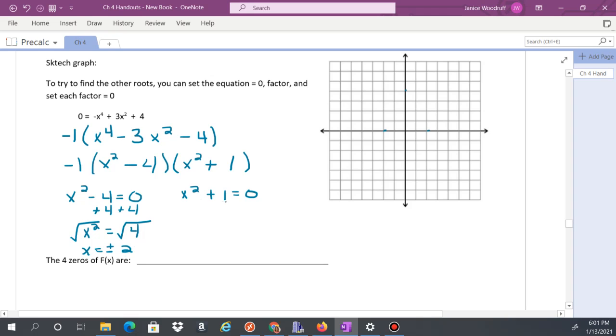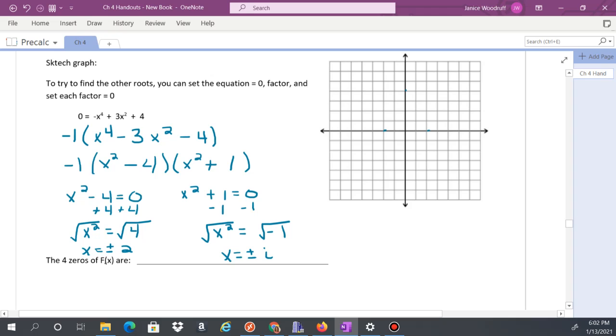But then when you come over here to this x squared plus 1, this is where the imaginary zeros come in. Because here we're going to subtract a 1. We're going to get x squared equals negative 1. Take the square root. What's the square root of negative 1? i. So there you get plus or minus i, which we can't graph because it's not a real number.